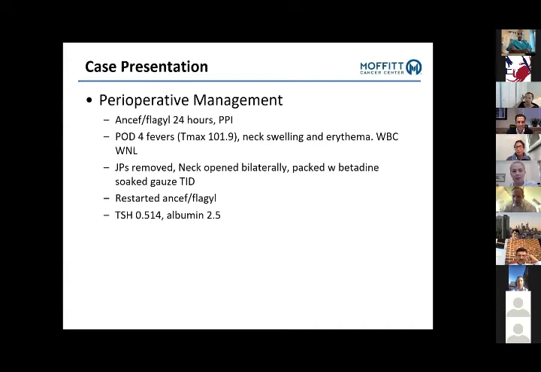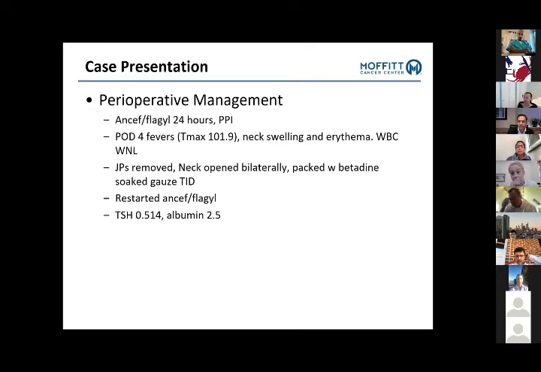Post-op day 4, started having temperatures up to 101.9. His neck was looking red. It was kind of swollen, edematous. His white count did remain normal. He had tenderness out of proportion to what you would expect for that point. It was pretty clearly fluctuant at some areas.